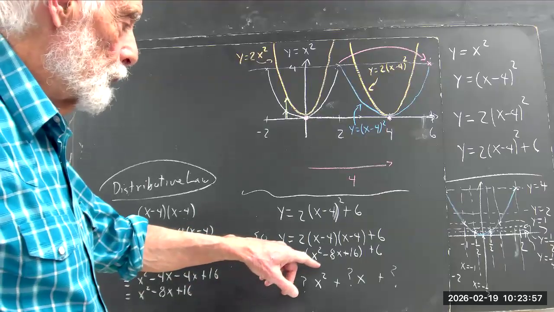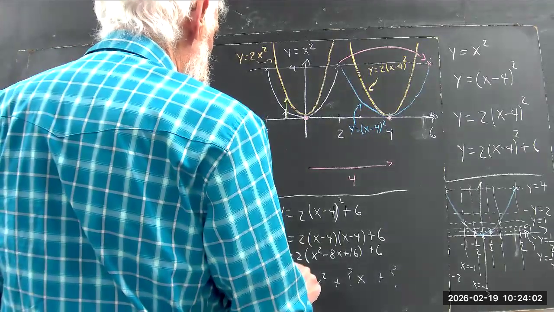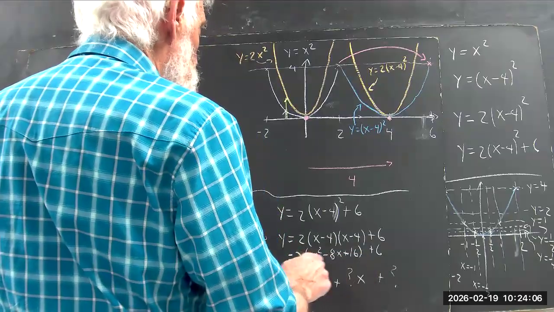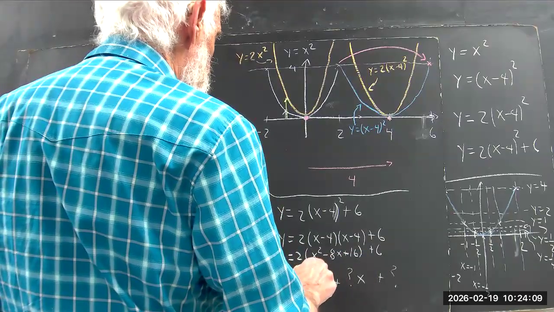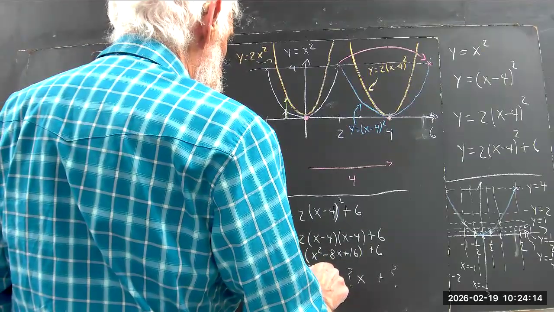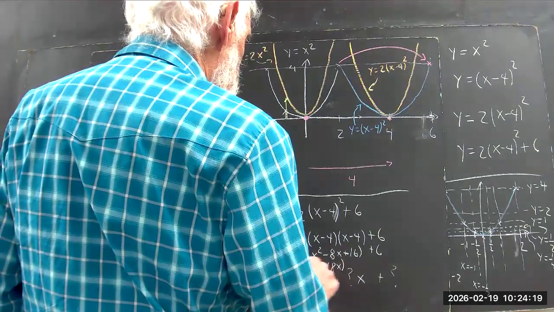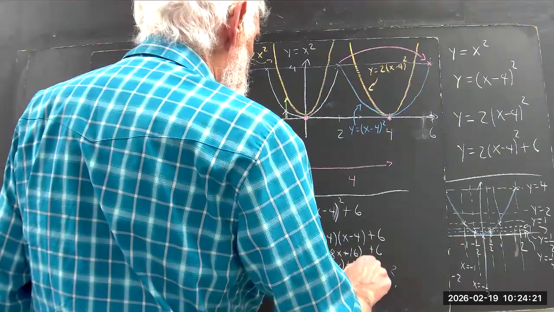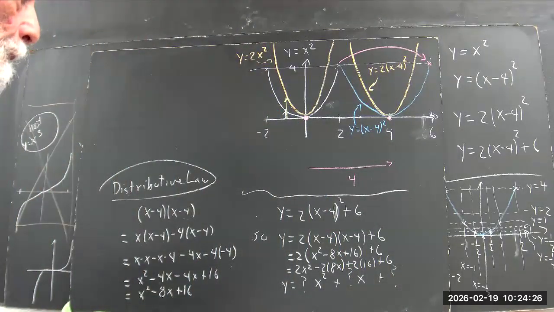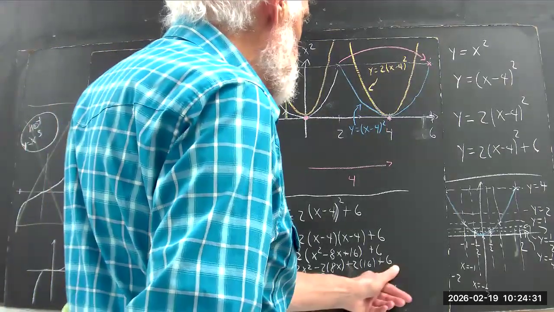Well, what's 2 times the quantity x squared minus 8x plus 16? 2 times the quantity x squared minus 8x plus 16 is 2 times x squared, and 2 times negative 8x, and 2 times 16. And then we still have the plus 6. So now we can replace the question marks.